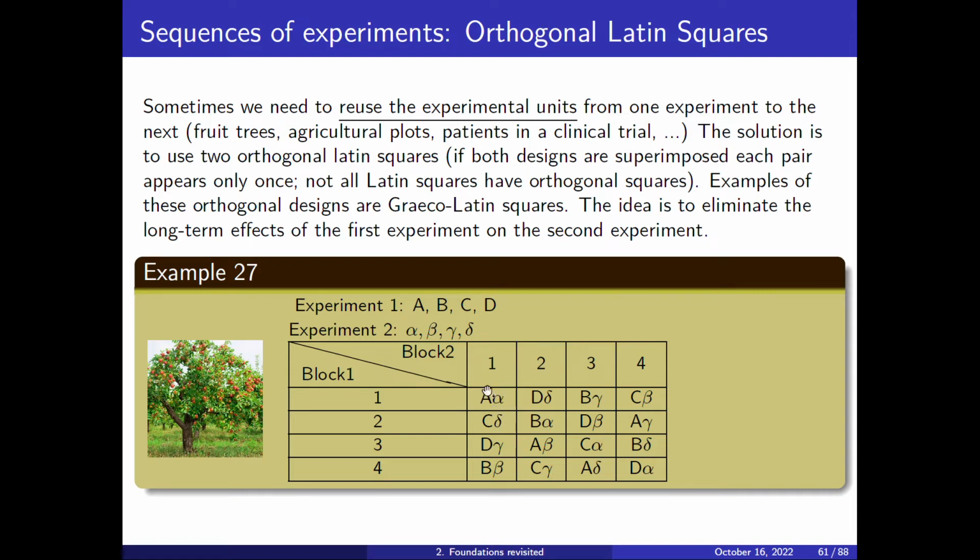So you have A alpha, B alpha, C alpha, and D alpha. And then you have, for instance, C beta, D beta, A beta, B beta. And the same happens with all of them. So that is the way that alpha is in all the levels of experiment 1, and the same for all the other levels of experiment 2. So that is the way to avoid the first experiment carrying over into the second.